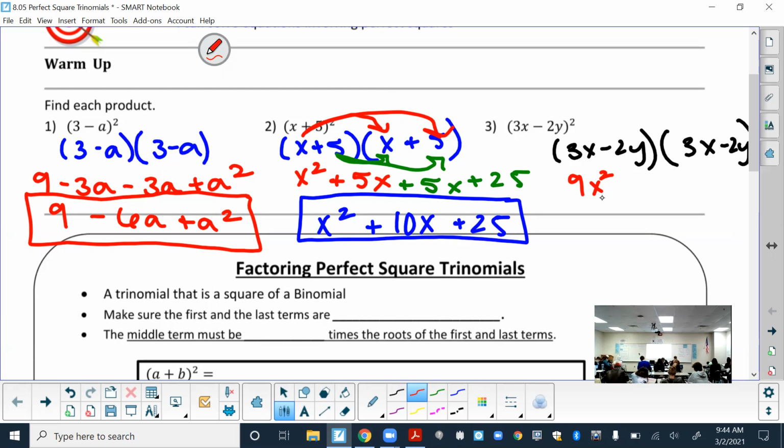Good. Don't forget the squared part. Outer numbers, 3x times negative 2y. Good. Inner numbers. And then the last numbers. Positive 4y squared. Good. I'm sorry, I kind of ran out of room, so I have to write it below. And then when we combine like terms, we get, really close. Well, we get 9x squared, and then the middle term should be, and then plus 4y squared.